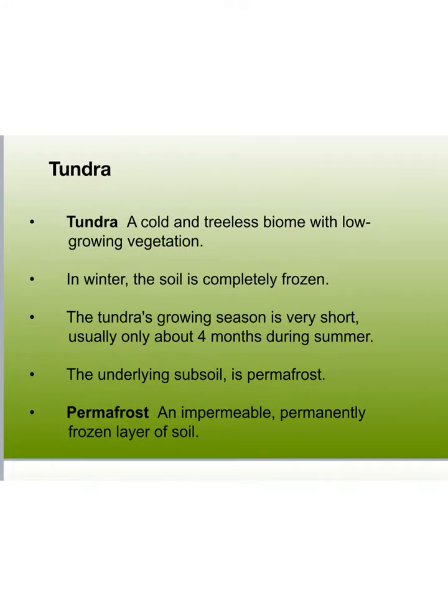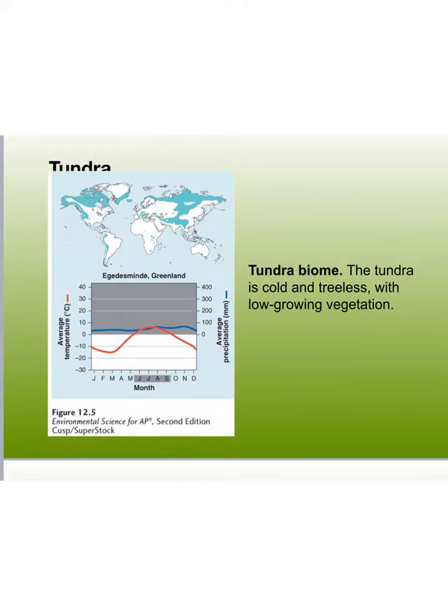The tundra is a cold and treeless biome. It has low vegetation. In winter, the soil is completely frozen. The tundra's growing season is very short. It's usually 4 months during the summer on a good year. Underlying the subsoil is what we call permafrost, and that is basically impermeable soil. It is a permanent frozen layer of soil. So you can see here from the tundra's climate diagram that much of the year is spent in very cold temperatures, and there's a very short growing season.